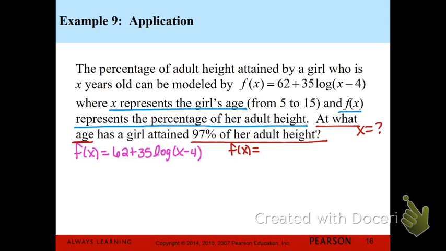Now, am I going to use 0.97 or am I going to use 97? We're going to use 97 because F of X represents the percent of her adult height. Well, what percent of her adult height has she grown that we're looking for? 97. Is it possible to get above 100 in this problem? I don't think so. No. I messed up somewhere.